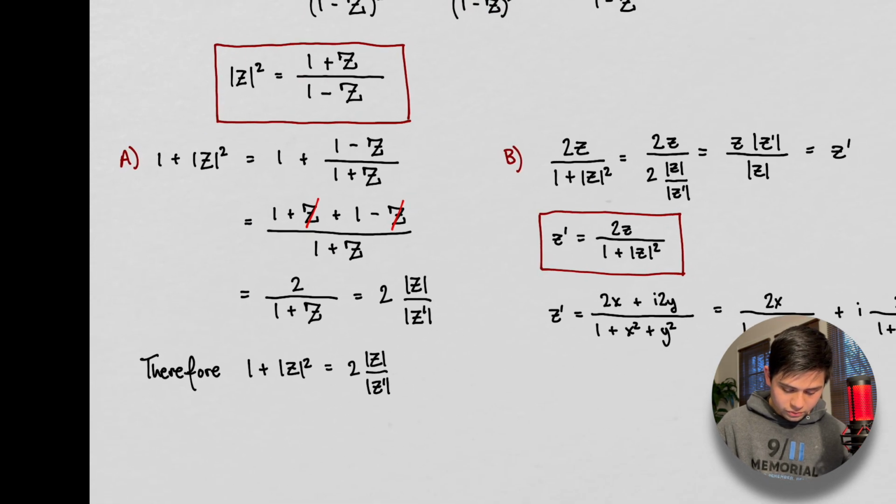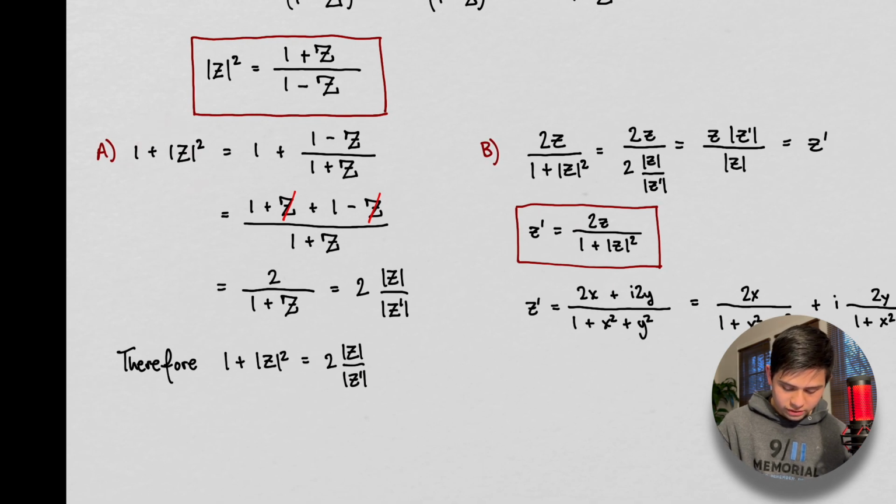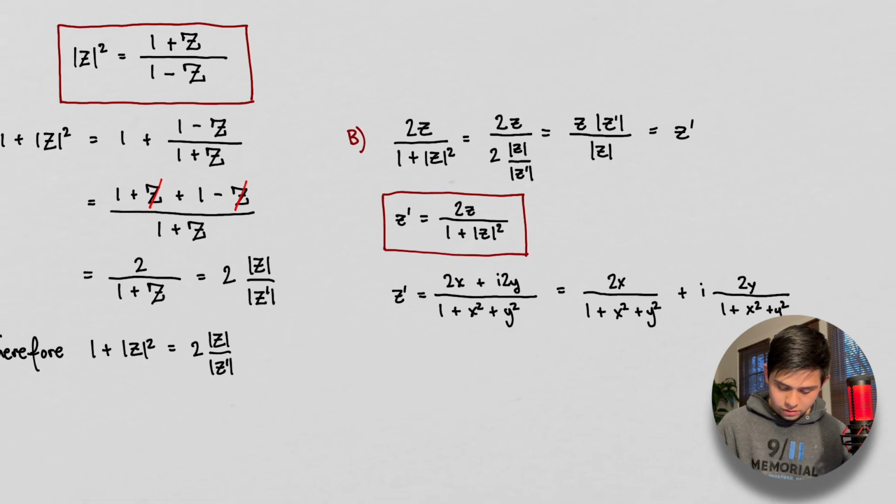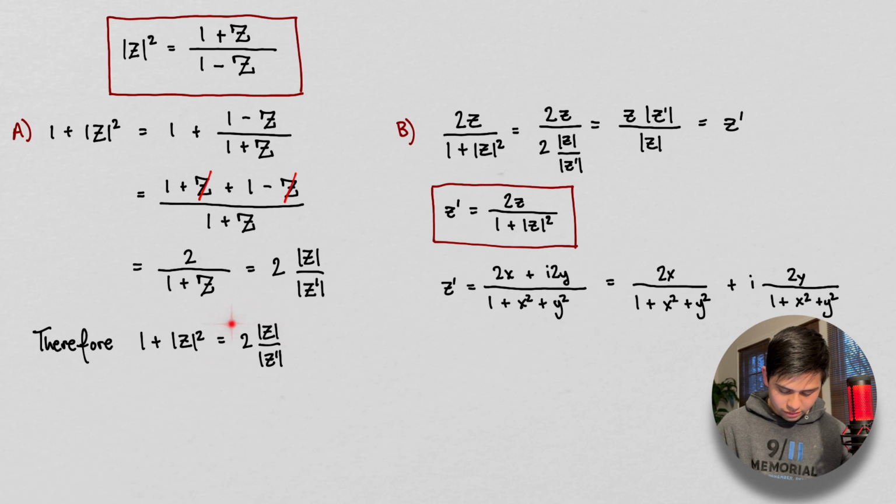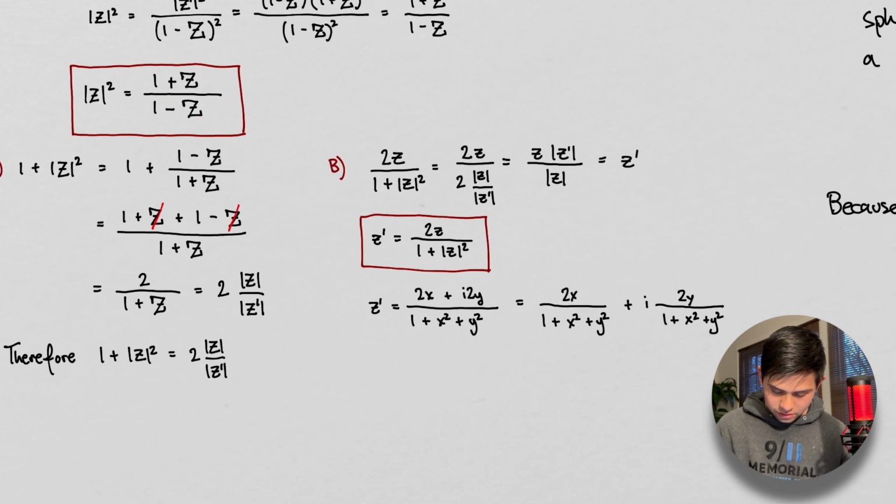The next thing we want to do is say, okay, what's 1 plus Z squared? That's going to be 1 plus this. And when we do that, we get to a relationship that looks like this. We get 1 plus Z squared equals 2 times Z over Z prime. Okay, so we added 1 plus Z squared. Now let's put 2Z on top of this, and we get this right here. So in the end, Z prime is equal to this.